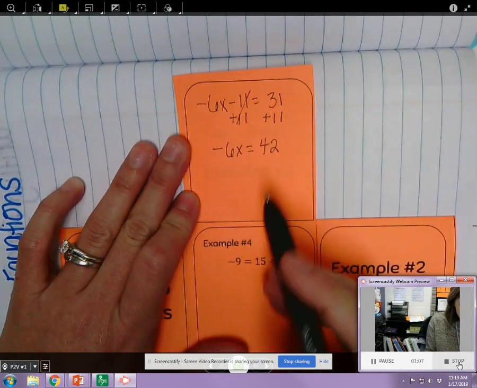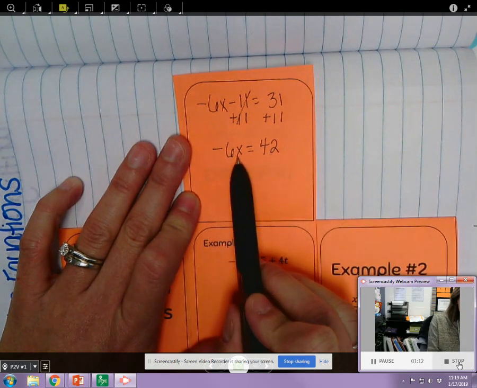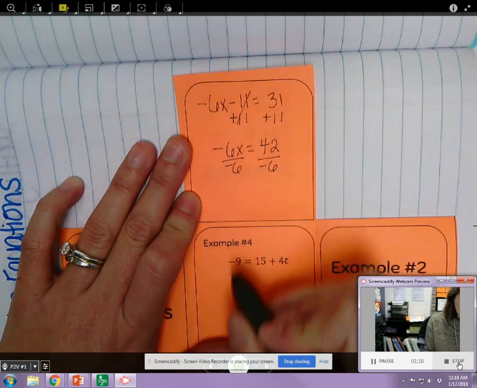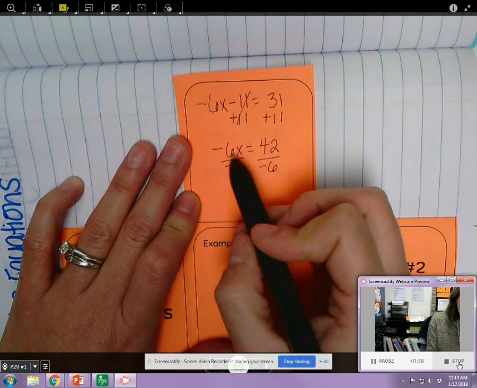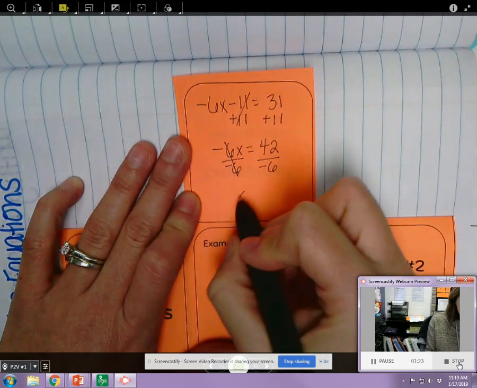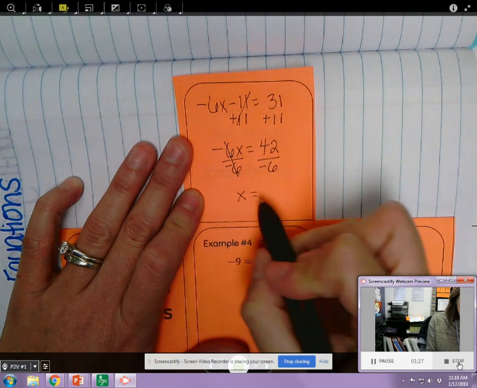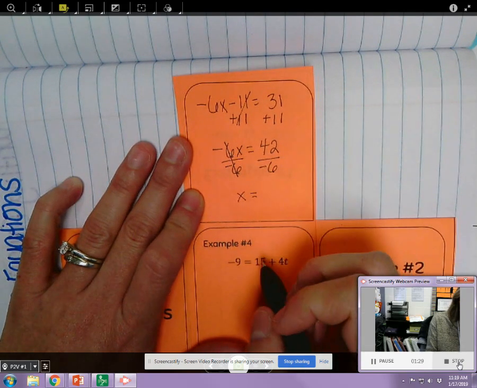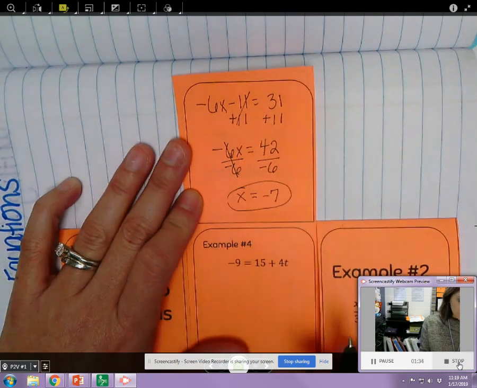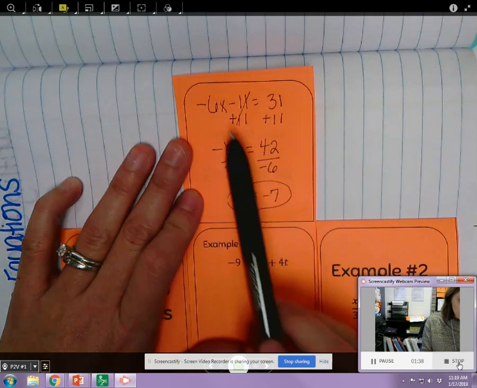Now this is just a one-step equation. To solve it, we do the inverse of multiplication, which is division. So we divide both sides by negative 6. Negative 6 divided by negative 6 is 1, so we can mark that out, because we know that when we have a variable, there's a 1 in front of it. So x equals 42 divided by negative 6, which is negative 7. So x equals negative 7.